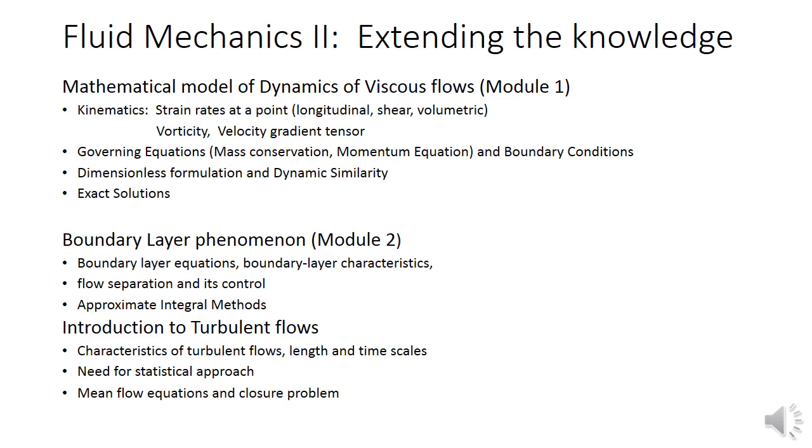So in the kinematics there will be an extension of knowledge in terms of learning to express and understand strain rates at a point. I'm talking of all types of strain rates: longitudinal, shear, volumetric. So, in a general way, how do we write these strain rates at a point in a fluid? And what is the interpretation? What is the physical interpretation of these?